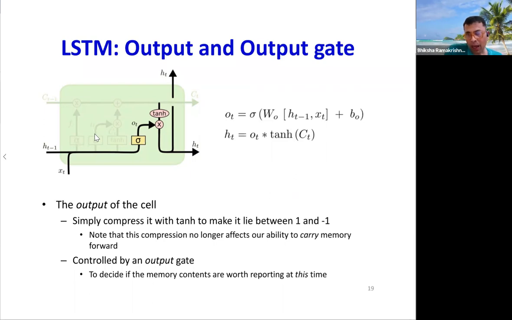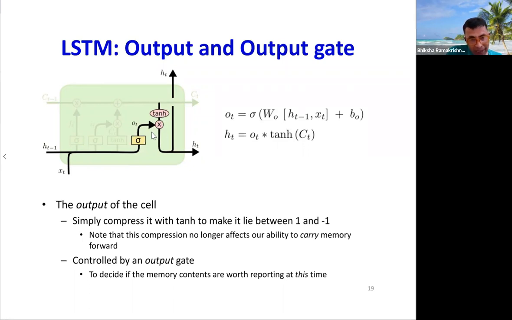Now, so again, this CEC just holds the raw memory. But to compute a working state, we compress it through a tanh, but then we don't just leave it so. We also compute an additional gate, something called the output gate. And this output gate further compresses what comes through the tanh.